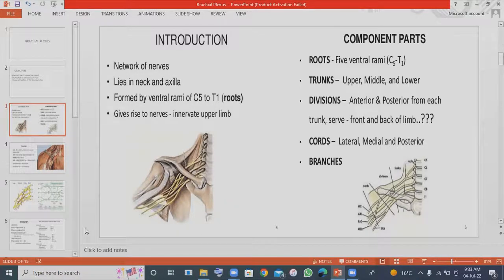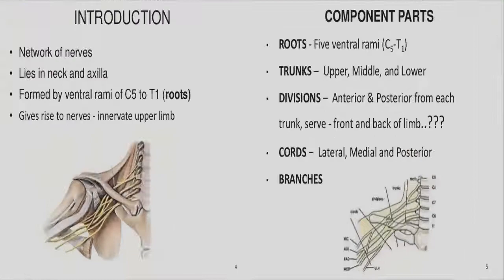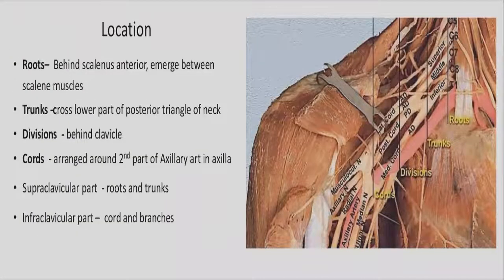So now let me continue. If I do this, if you look at the location of these roots, they are found in the neck region. So they are just behind the scalenus anterior muscle. Okay.